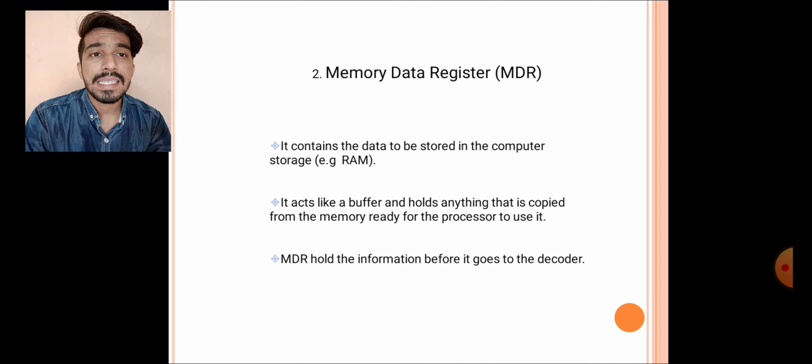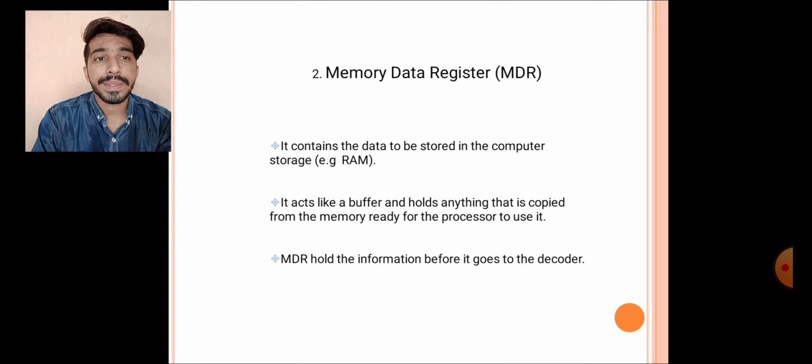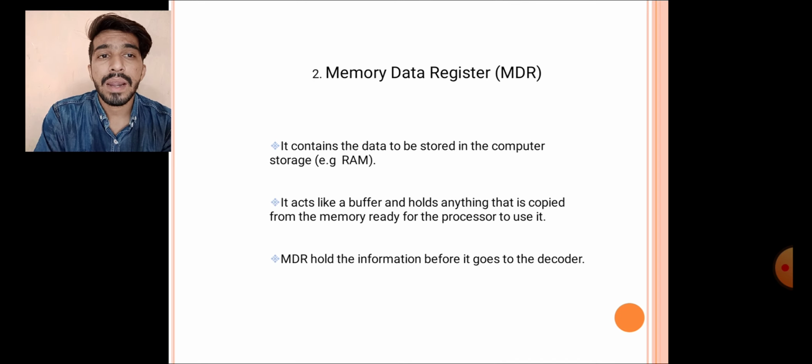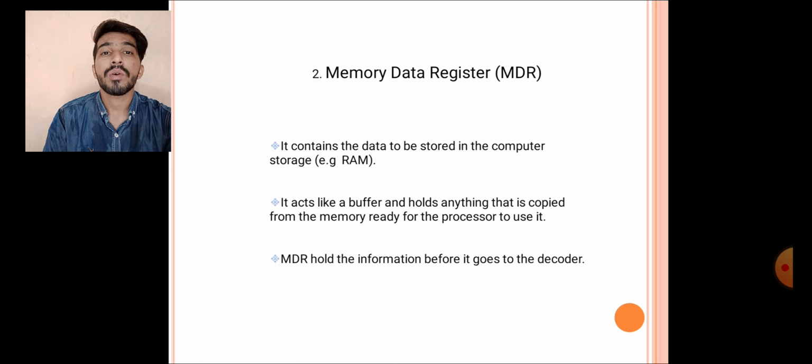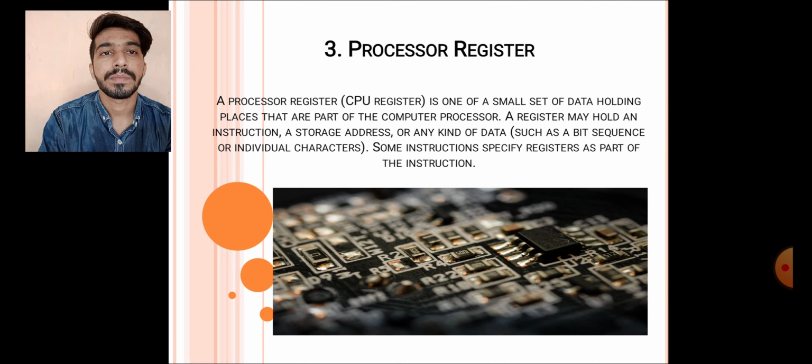It contains the data to be stored in computer storage. For example, in RAM, it acts like a buffer and holds anything that is copied from the memory, ready for the processor to use. MDR holds the info before it goes to the decoder.